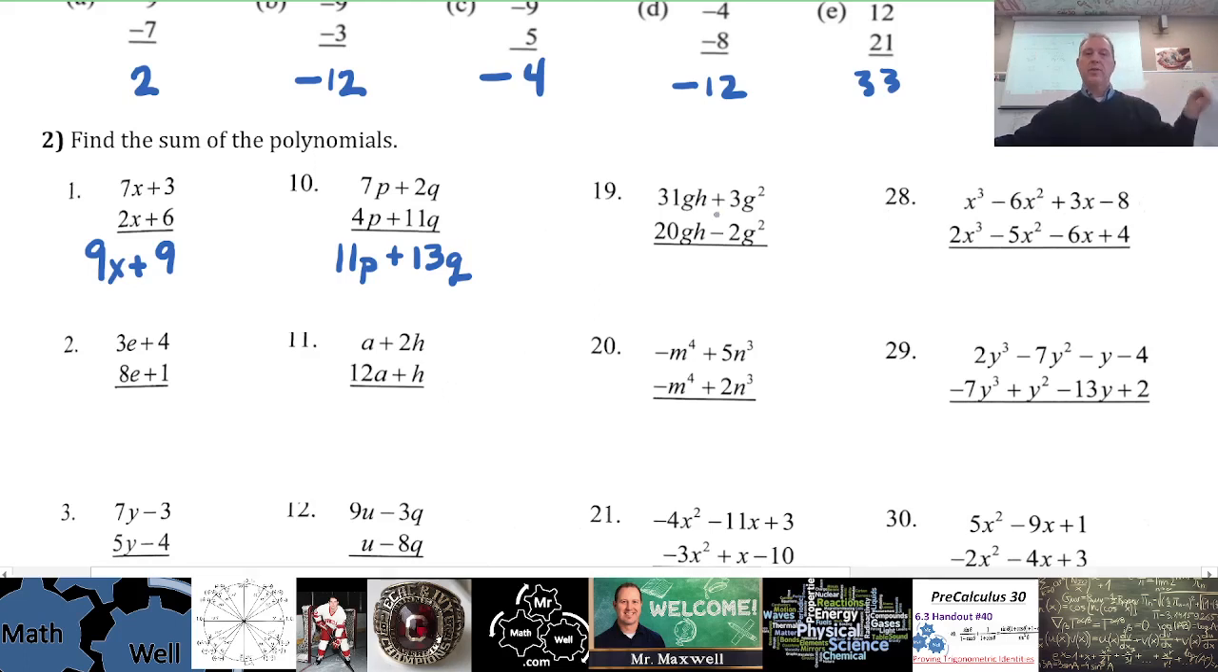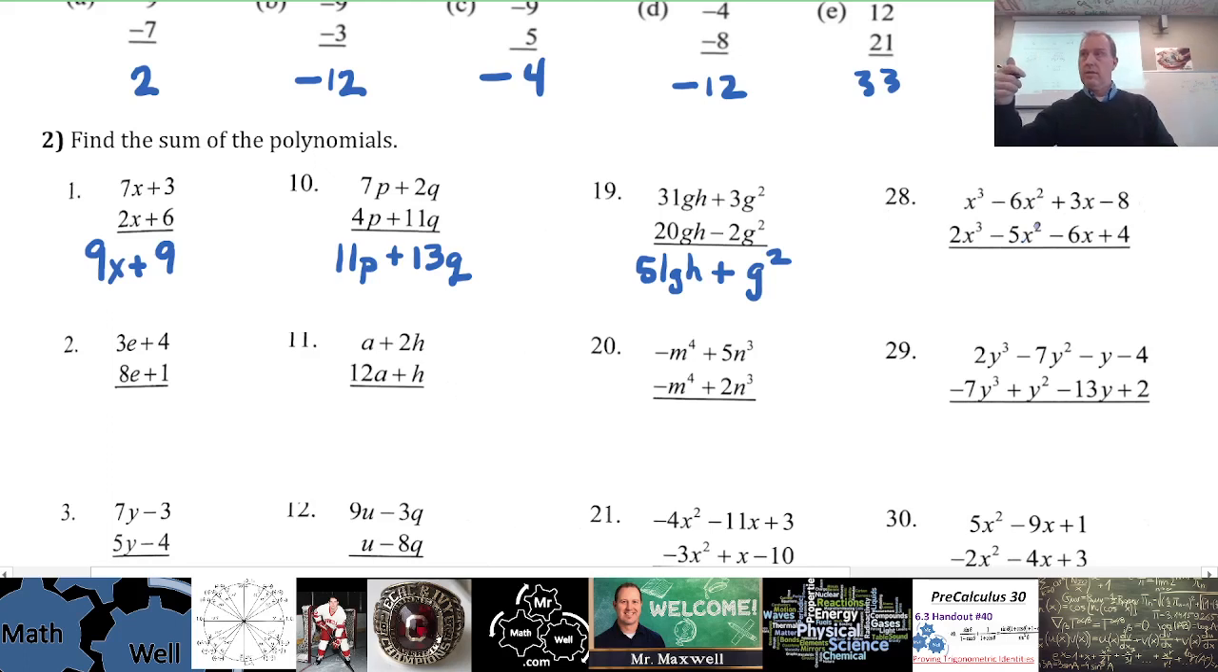Now, if you want to start on the left side, I'm okay with that too. So let's do the left side start here. These are like terms. They're both GH terms. So 31 and 20 is, 30 and 20 is 50. 1 and 0 is 1. So 51 GH. And then a 3 minus 2 is plus 1. I won't write the 1. G squared.